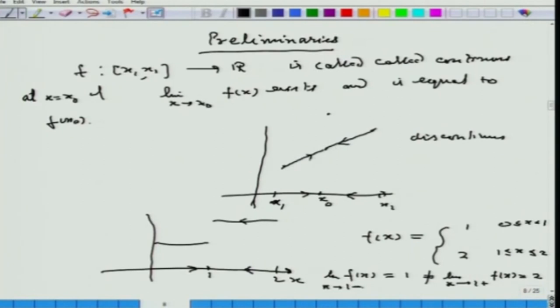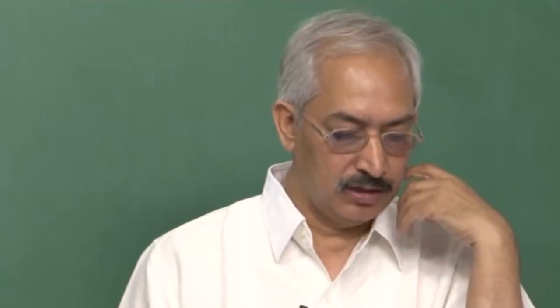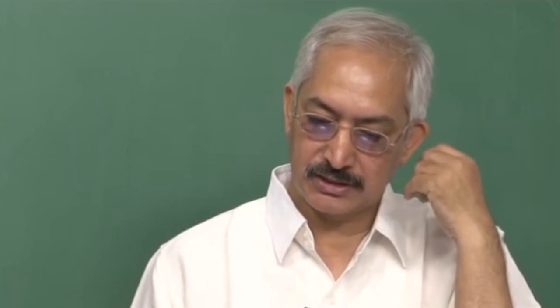So, these left limit and right limit are the same, and so the limit exists, but it is not equal to the value of the function, which is also a condition for continuity here, because f of x0 is here, which is not here. Therefore, there is a discontinuity. These kinds of things should not happen for a continuous function. So, the left limit, the right limit, and the value of the function should all be equal. Then we say that the function is continuous.